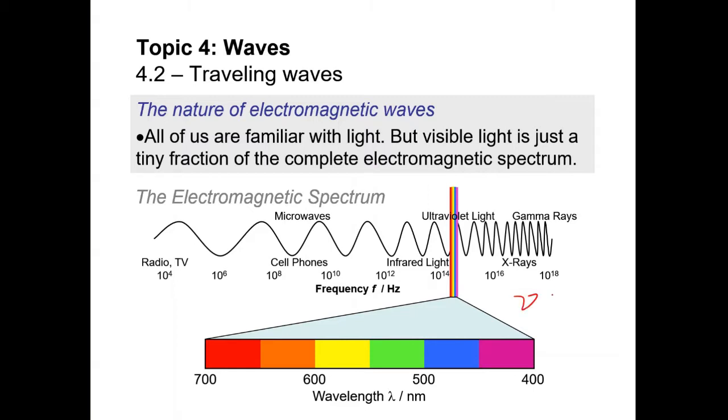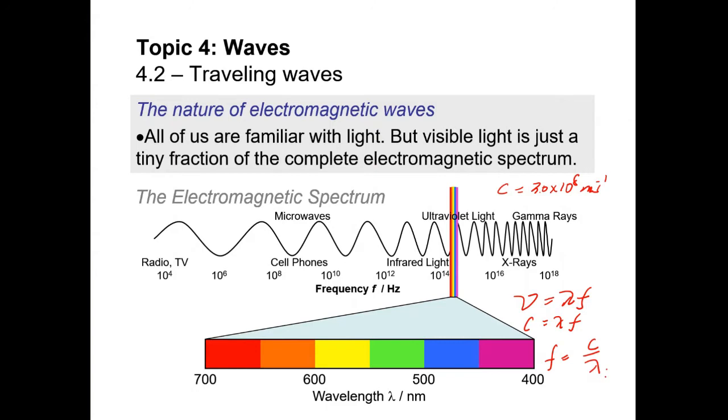Speed equals wavelength lambda times the frequency. The speed of an electromagnetic wave is the speed of light, c, which equals 3.0 times 10 to the 8 meters per second. So that is c equals lambda f, which means f equals c over lambda.